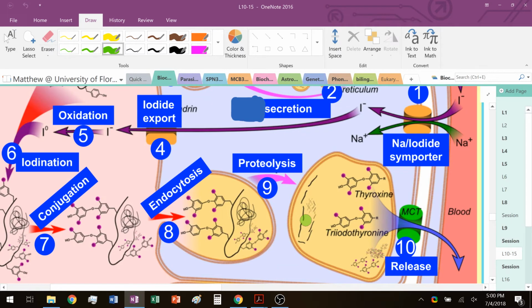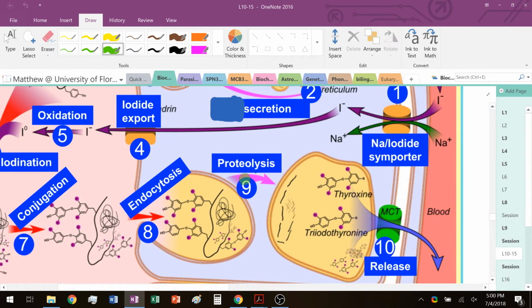And now the last couple steps. Number 9 is proteolysis. So basically you have the T4 and the T3, which is what we're interested in, and then the rest of the globular protein is all over here. Proteolysis, you see the root proteo, so that means we're working with a protein, and lysis, which means we are breaking it apart. So once we broke it apart, here's the rest of the globular protein that we don't want, and here are the useful things that we do want.